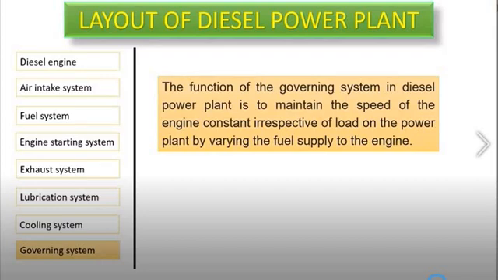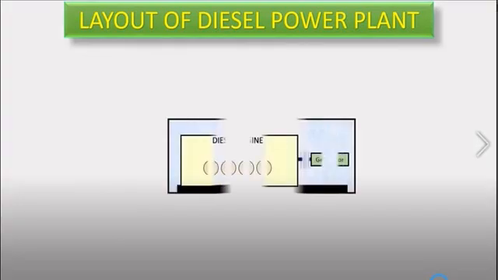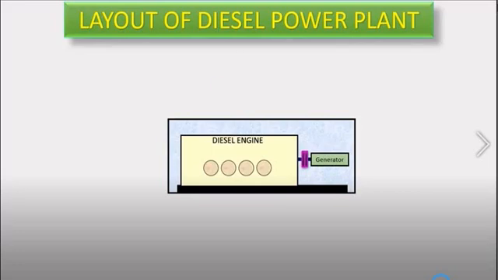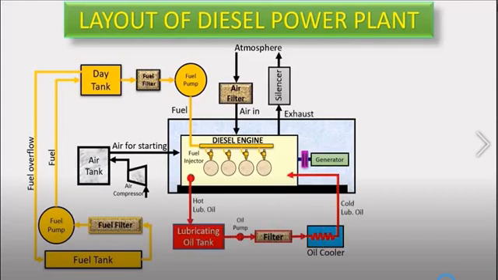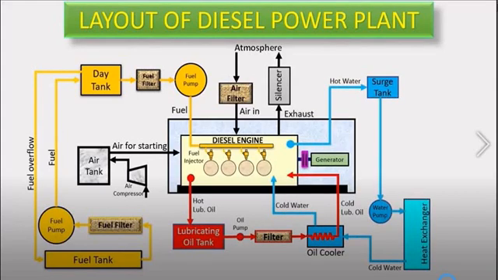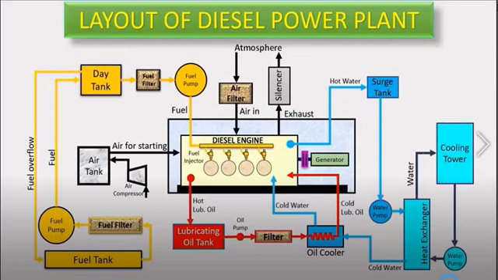So these are all the main components of the engine. Let us see one by one. This is the diesel engine, air intake system, fuel system, engine starting system, exhaust system, lubrication system, cooling system, and the last one just now we have seen, the governing system. So this is all about the layout of the diesel power plant.